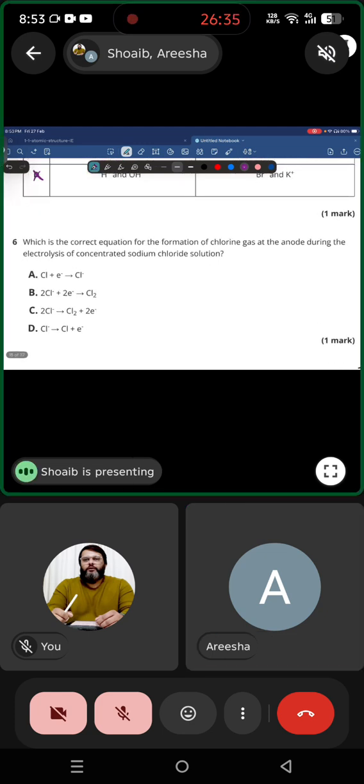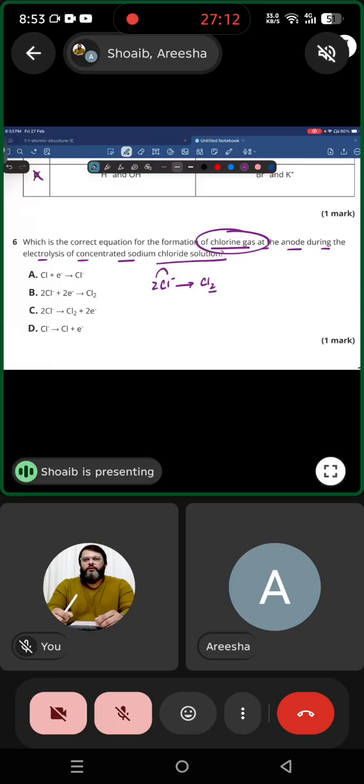Which is the correct equation for the formation of chlorine gas at the anode during the electrolysis of concentrated sodium chloride solution? So concentrated sodium chloride solution here, formation of chlorine gas. We have to check the formation of what? Chlorine gas formation here. So the chlorine is in the negative form. The gas is produced, that means chlorine Cl2 is produced. So if 2 here, you have to place the 2.